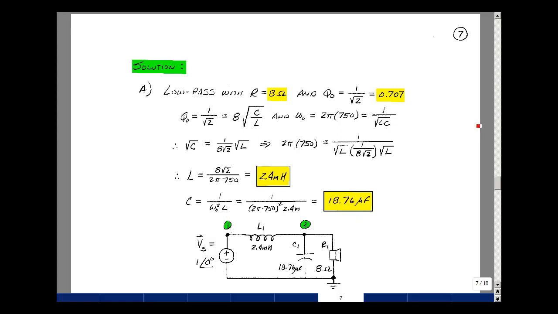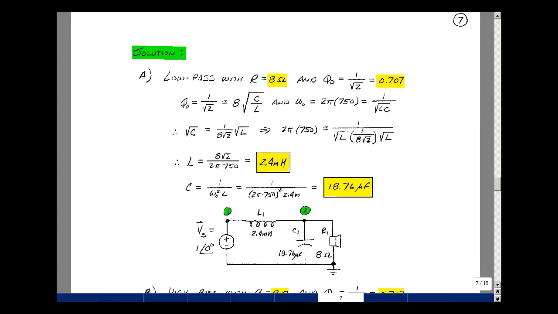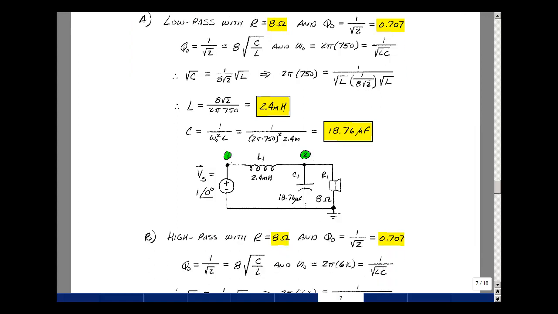These are not standard values, but let's just use these to take a look at our filters and some of our data. We'd of course round this to the nearest standard component. Here's my value of L, my value of C, and my speaker of 8 ohms. If we make the input 1 volt at angle 0, then this node voltage becomes the transfer function. So that makes collecting lab data a lot easier.